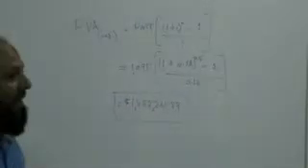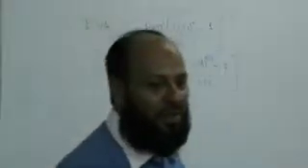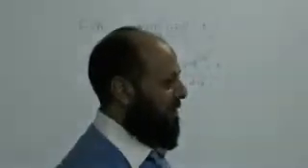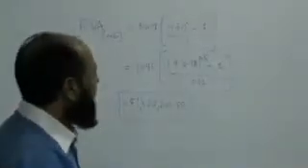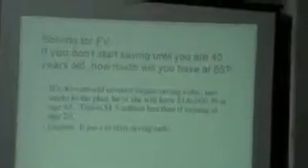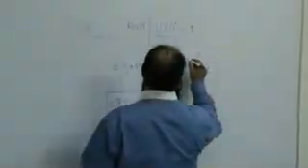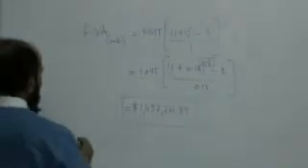Okay, now if that was when she started saving at the age of 20 and she saved till 65 years of age. What if you don't start saving until you are 40 years old, how much will you have at 65? So let's suppose the saving starts at a later age, at the age of 40. So the only thing that will change here is this n. Instead of 45, it is going to be 25.